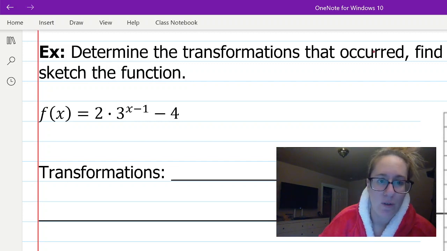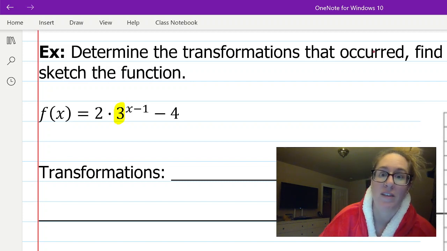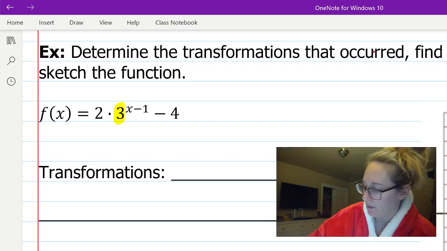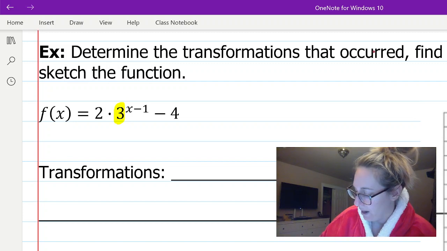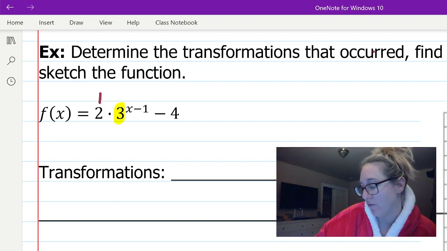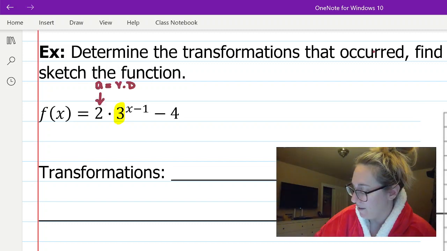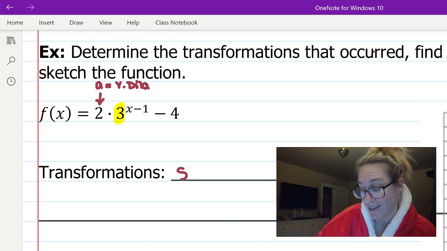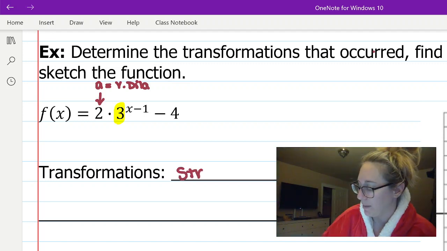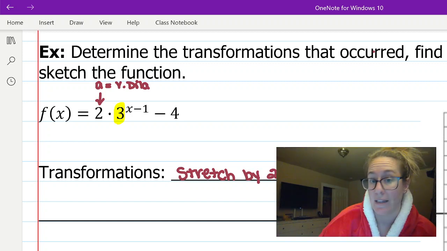That is not a transformation. 2 is not what it's supposed to be. It's just what we used for our previous example. So that 3 is not a transformation. All right, but everything else is. So the 2 out front, this is my a value, which is going to be my vertical dilation. So we have a stretch because it is greater than 1, by 2. Stretch by 2. You can say vertically dilate by 2.